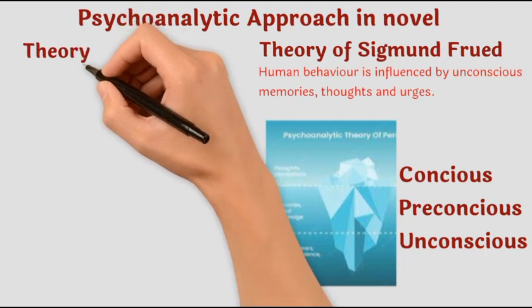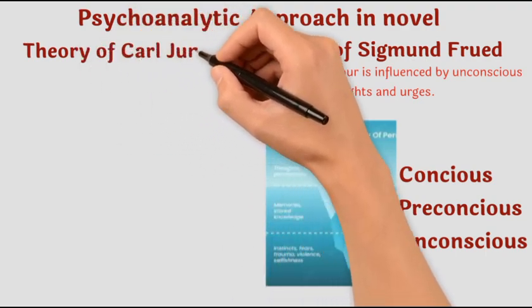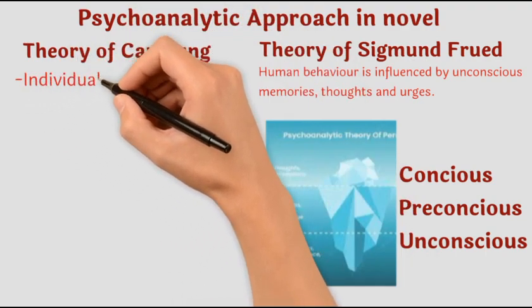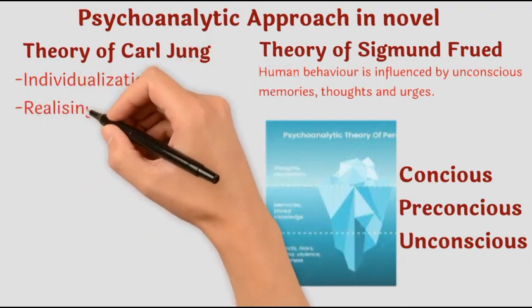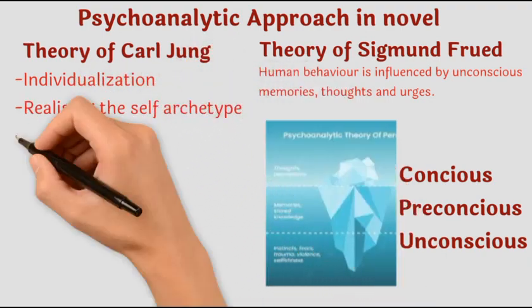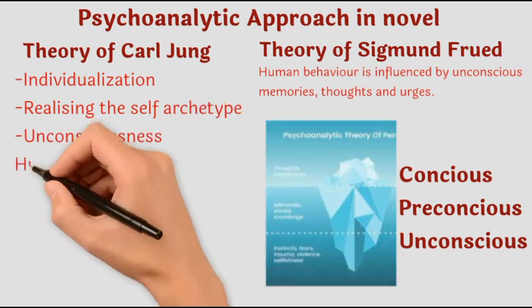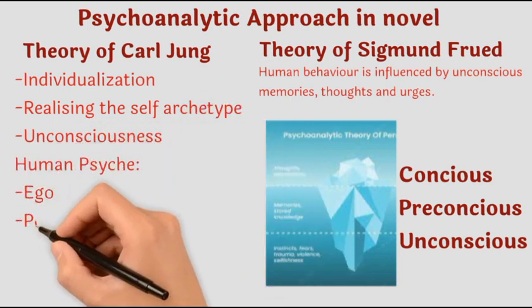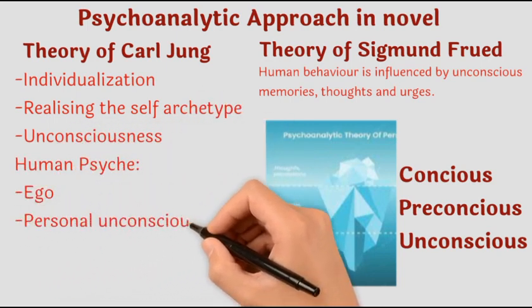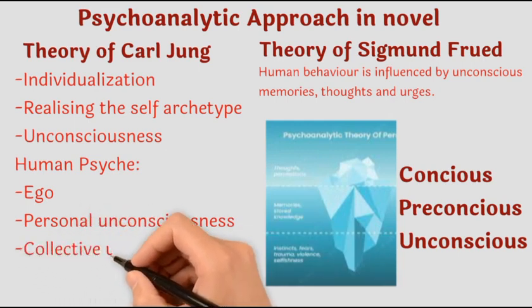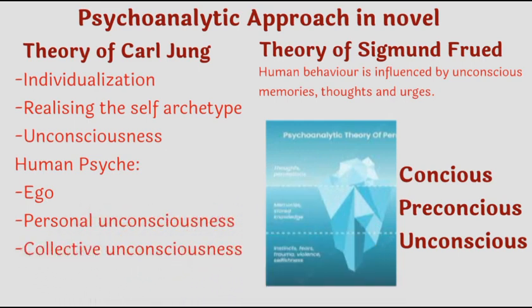Secondly, the theory of Carl Jung says that through the unconsciousness approach, one can realize his or her self-archetype, which will lead towards individualism or his own individualization. He also divides the human psyche into three: one is ego, then personal unconsciousness, and then collective unconsciousness. Now here you will see themes related to personal and collective unconsciousness.